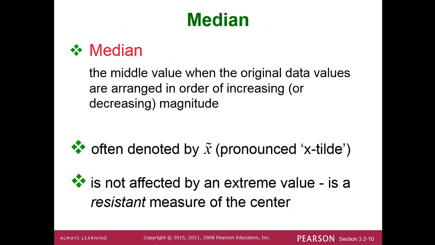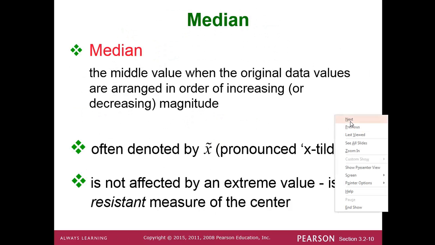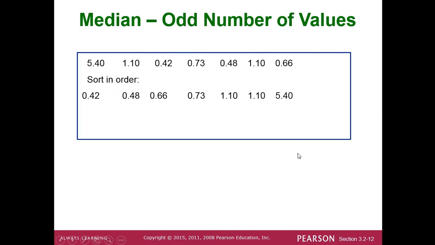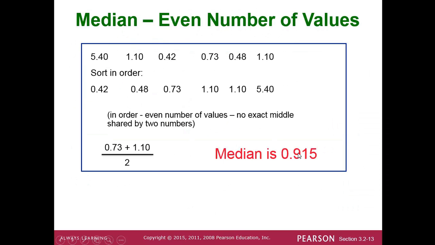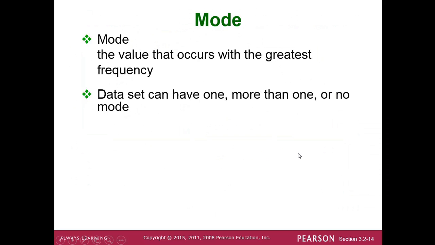The median is the next measure. This is the middle value after you put your data in order. It's often denoted by what we call x tilde, but a lot of times we might also just write the word median. To find the median, we first put our data in order, and then we look for the middle score. If, however, you have 2 middle scores, you will average the 2 in the center.